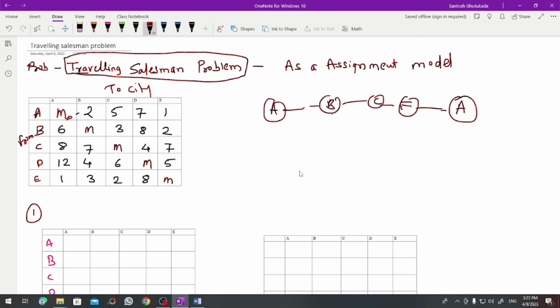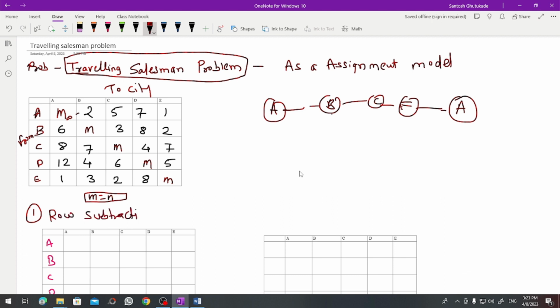So we have to solve this traveling salesman problem. It is similar to the assignment problem only. We know in the assignment problem, the first step is to check whether the problem is balanced or not, meaning m is equal to n: the number of rows equals the number of columns. Here you can see there are 5 rows and 5 columns, so this is a balanced problem. Now the first step is the row subtraction step.